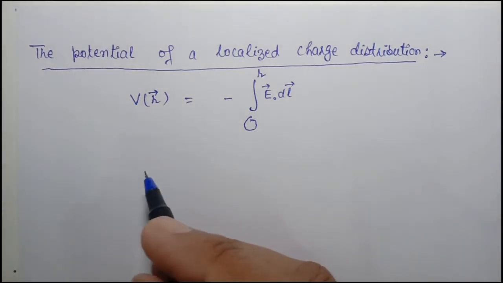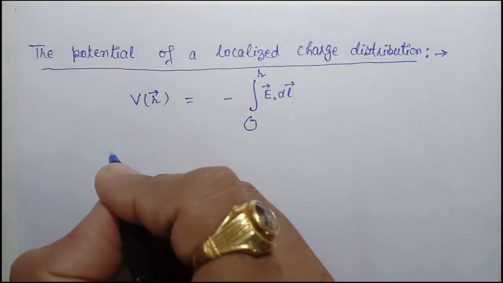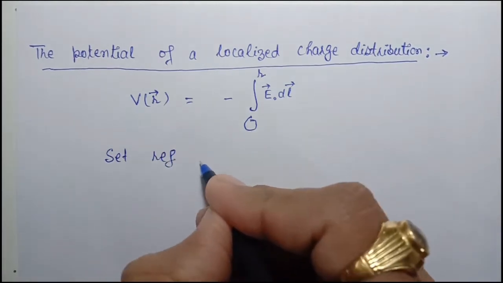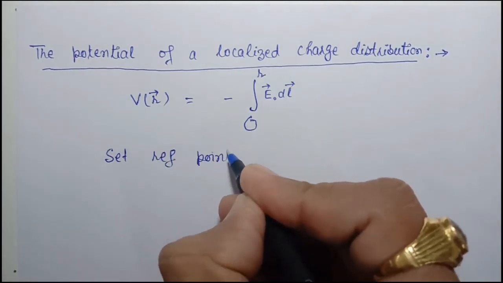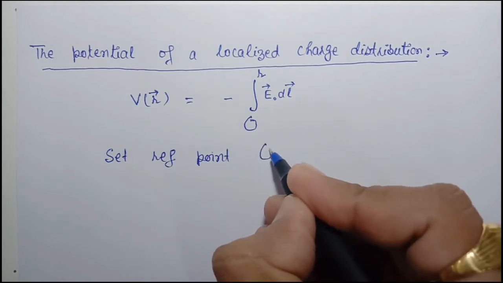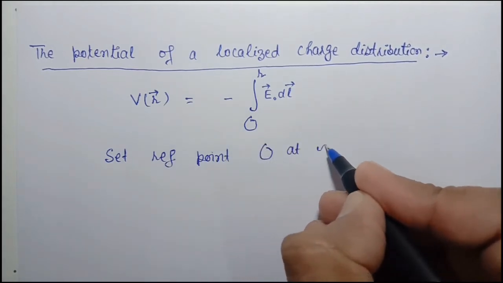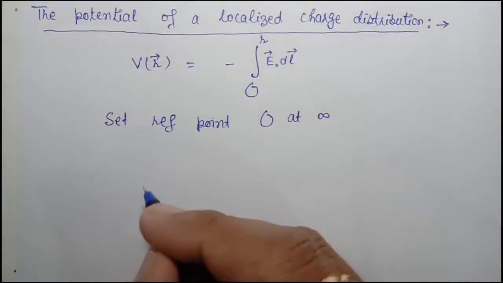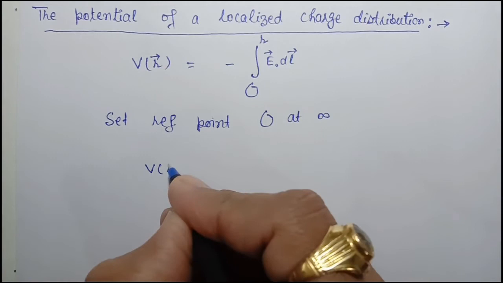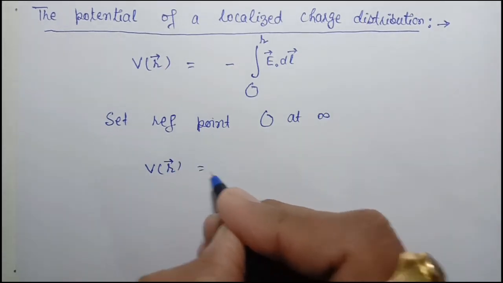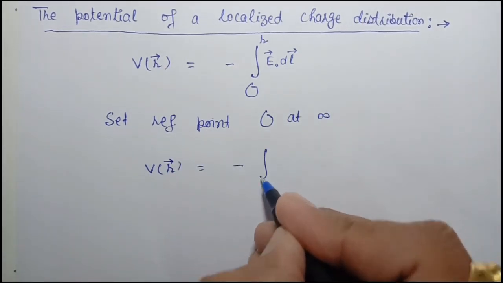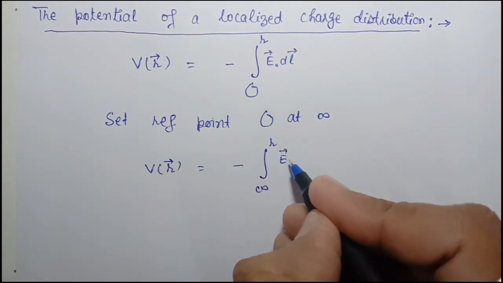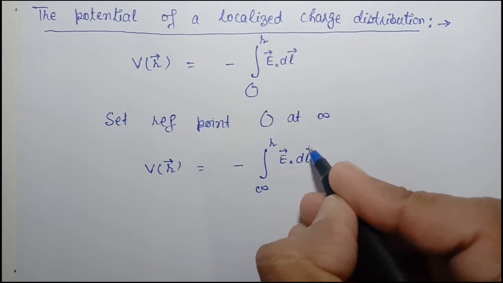Now here, suppose we set the reference point O at infinity. So when we set the reference point O at infinity, then we can write V(R) equals minus integral from infinity to R of E dot dl.